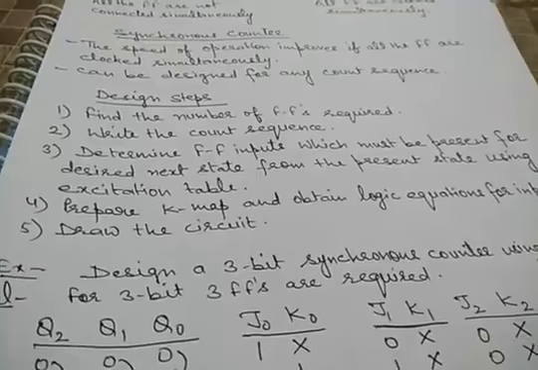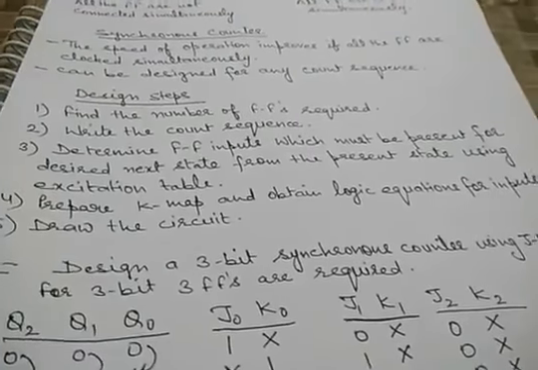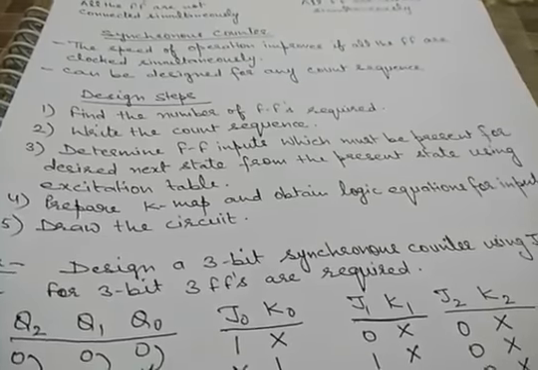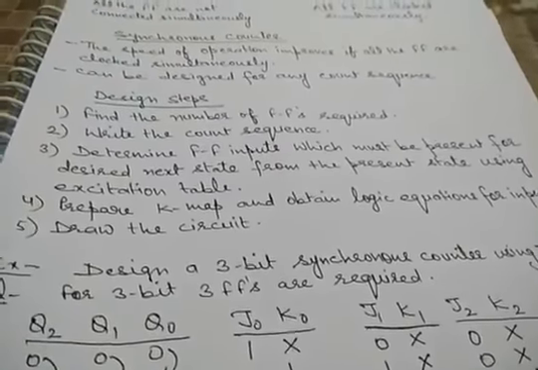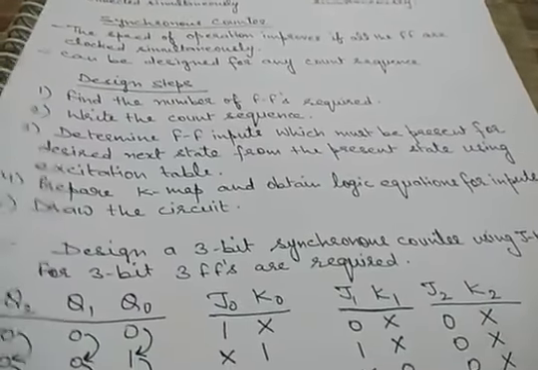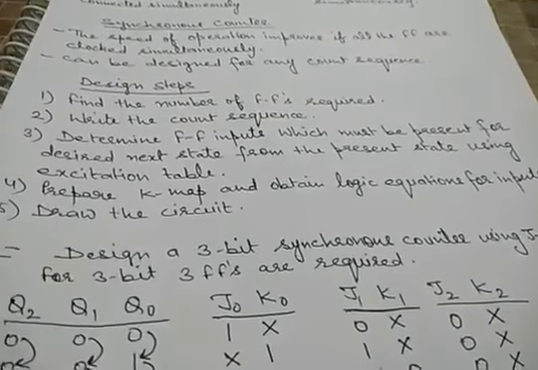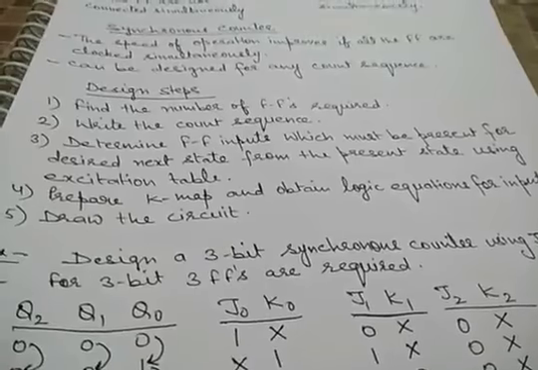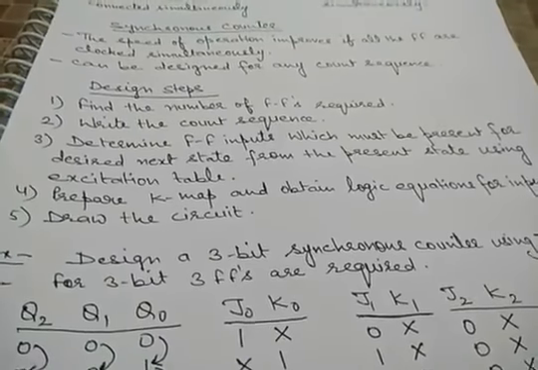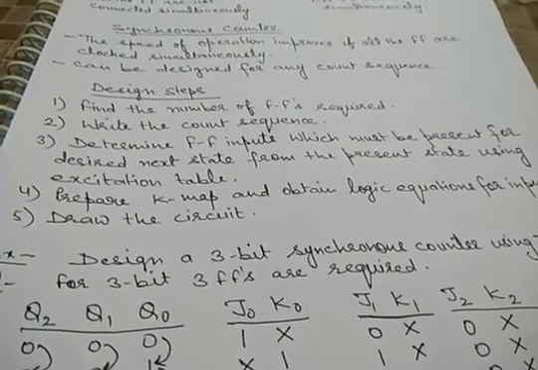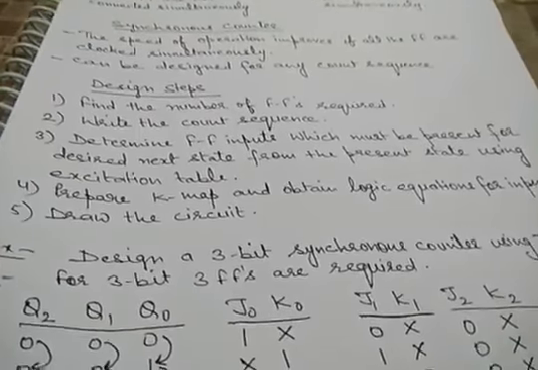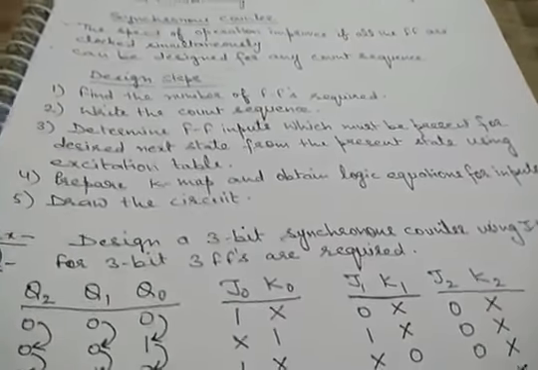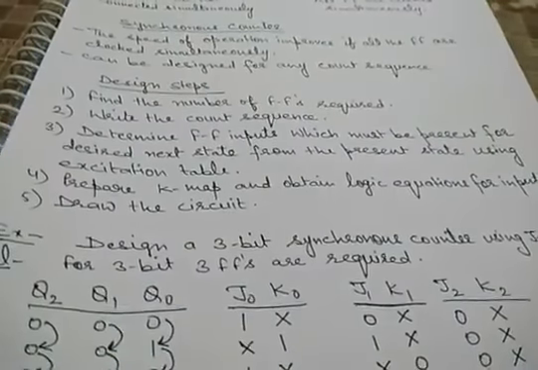Then I will be determining the flip-flop inputs which must be present for the desired next state from the present state using the excitation table. As we have done in case of conversion of flip-flops from one type to another type, similar to that, here also we will be having the present state and the next state. And from those two states, I will be finding out the inputs for JK flip-flop. These inputs can be anything that will be depending on the present state or the excitation table of that flip-flop.